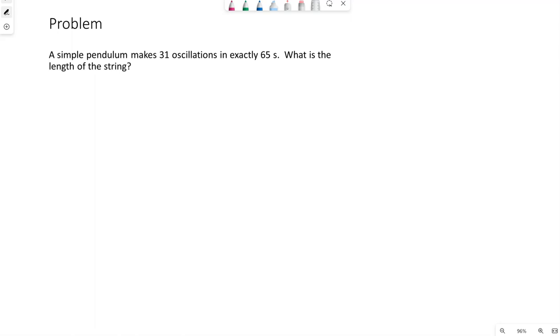So a simple pendulum, omega is the square root of g over L, g being the acceleration of gravity, L being the length of the string. Again, simple pendulum means that all of the mass is concentrated at the end, and so L is the length of the string. We know omega is 2 pi f.